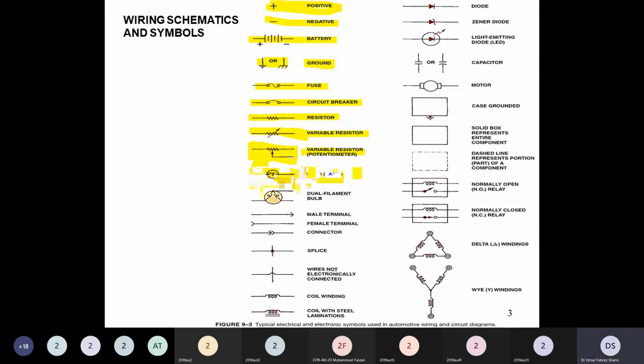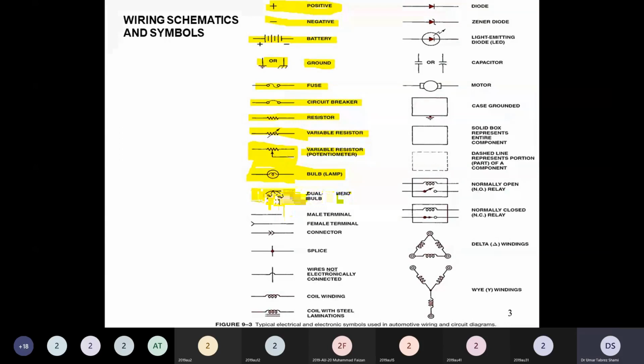Then there is the dual filament bulb. A dual filament bulb is a bulb in one casing which has two filaments, and we can increase or decrease the light intensity by using one filament or two filaments. It is a bulb which has two filaments, and we use a two filament bulb to get more light.